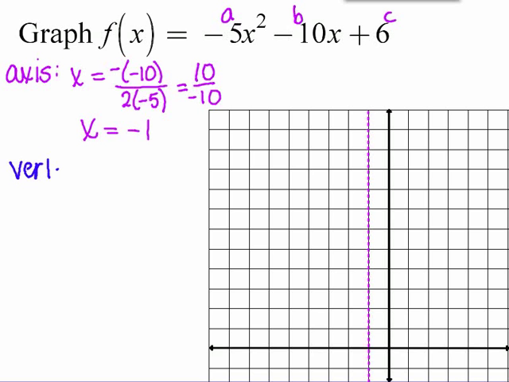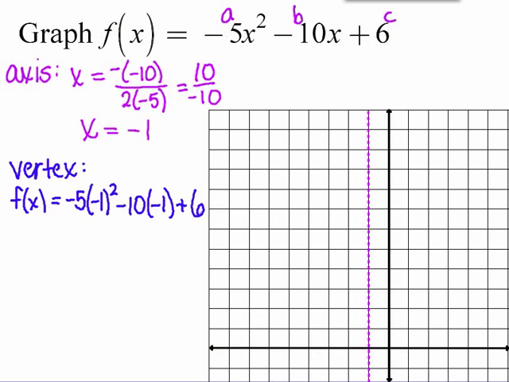Yep. So for the vertex, I'm going to put -1 into my equation. So I've got -5 times -1 squared minus 10 times -1 plus 6. So you would have -5 plus 10, good, plus 6. So what value does that give me? 11. So your vertex is actually located at the point -1, 11.